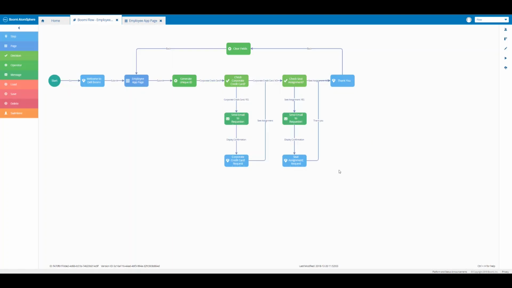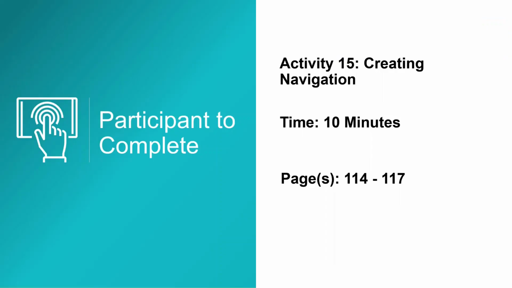And then that brings us to the end of activity 15, and that brings us to the completion of our boomiflow employee app. Now you may take approximately 10 minutes to complete activity 15 using your activity guide and referencing pages 114 through 117.